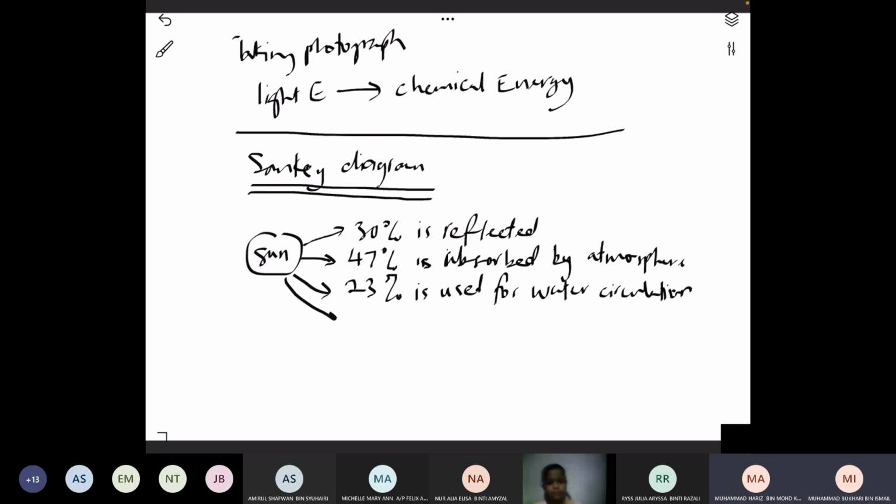Yes. And then less than 1% is used to produce wind. Okay, to produce wind. Because we have wind because we have different pressure from different places. The pressure happens because of the heat also.